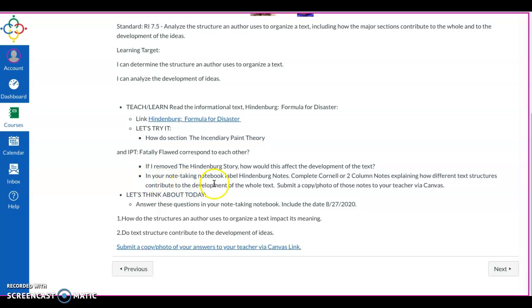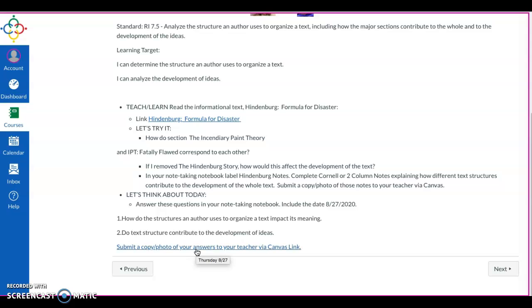In your notebook, label Hindenburg notes, complete Cornell or two-column notes explaining how different text structures contribute to the development of the whole text. I'm going to take a picture of that, submit it to me on Canvas, and then you have a closing question, 2 closing questions for today.